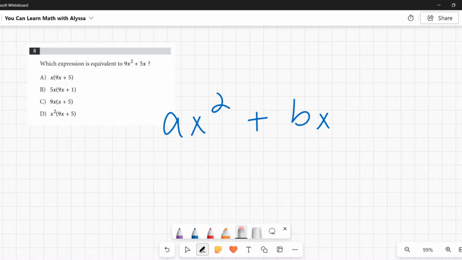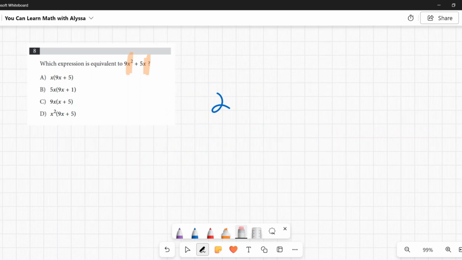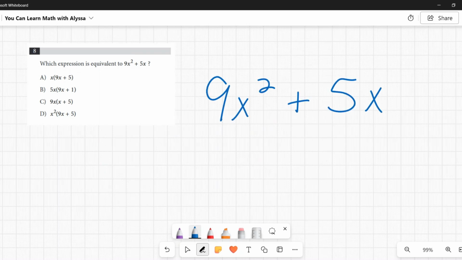When it's just 2 terms, be on the lookout for greatest common factors or a difference of squares, where it's something like x squared minus 9. In this case, there is an x in both of those, 9x squared plus 5x. So it's this sort of scenario. In that case, we want to be looking for a greatest common factor. Is there something that we can pull out of this? So 9x squared plus 5x.